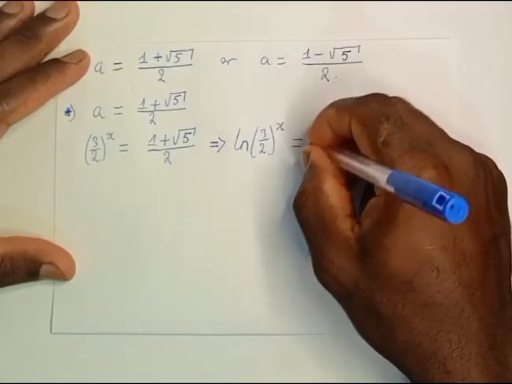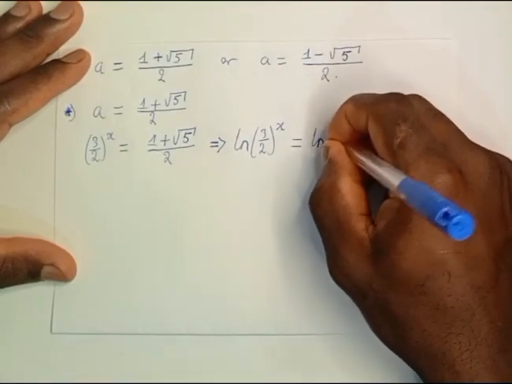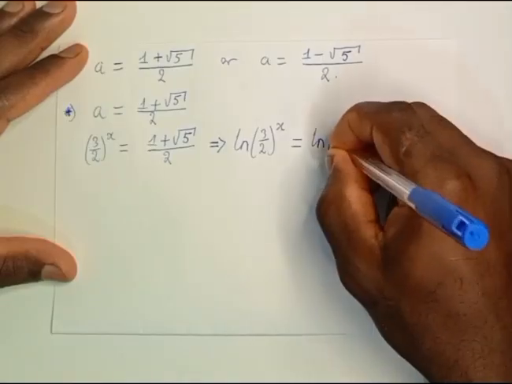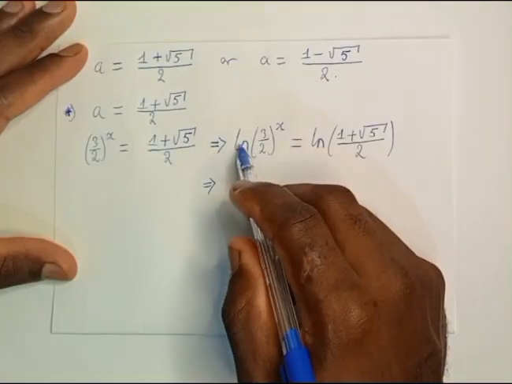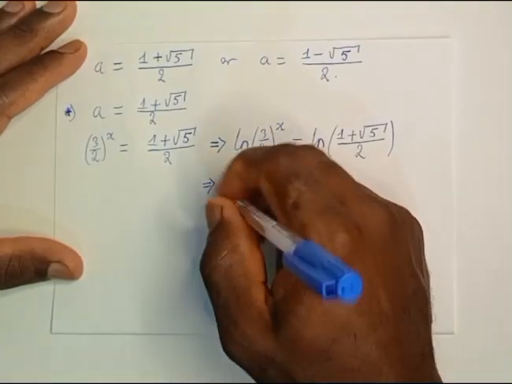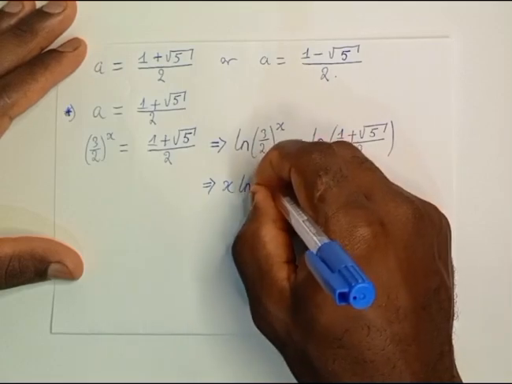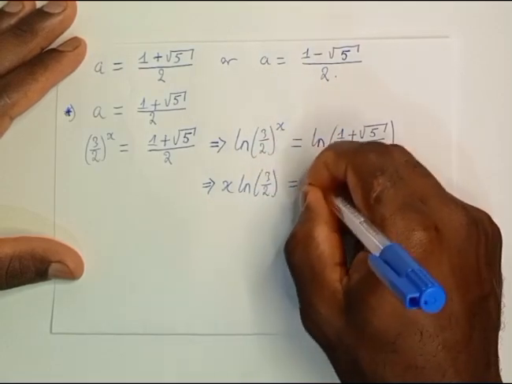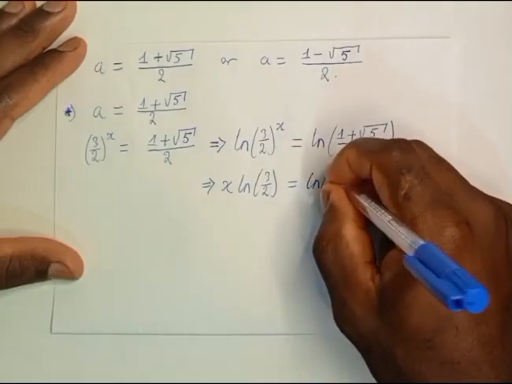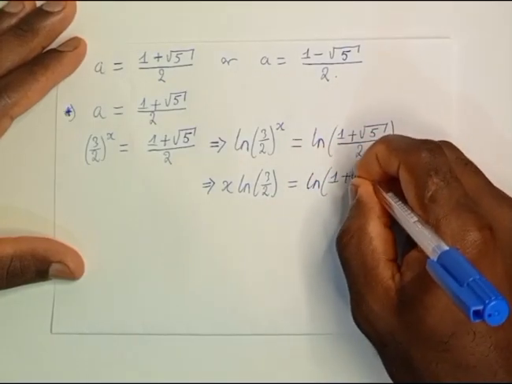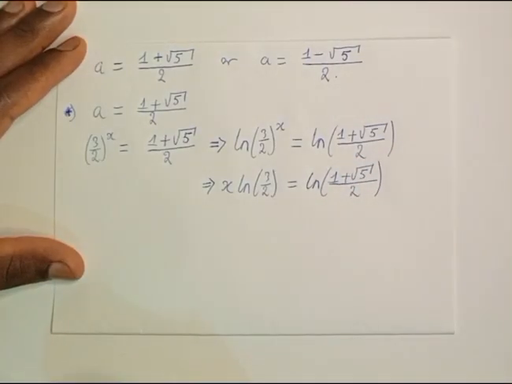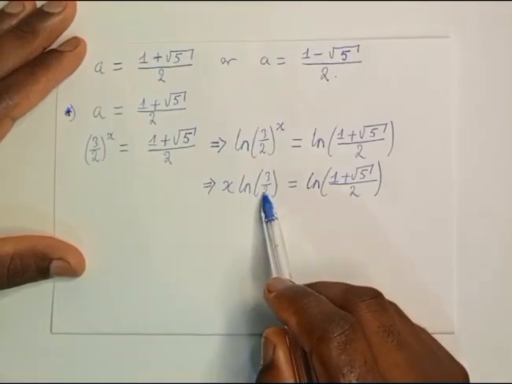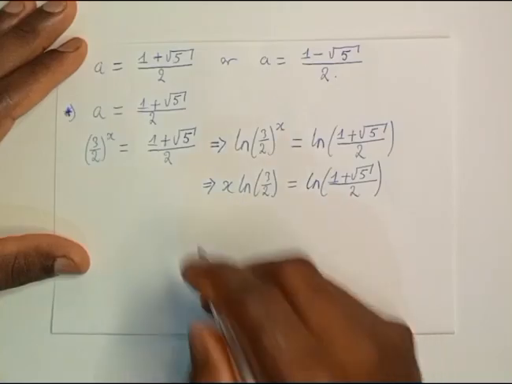This will be equal to the ln of 1 plus root 5 on 2. Then the ln of 3 over 2 raised to the power x is simply x ln 3 over 2 is equal to ln 1 plus root 5 on 2. Next, we are going to divide both sides by the ln of 3 over 2. The reason why we are dividing both sides by ln 3 over 2 is simply because we want to make x the subject of formula.